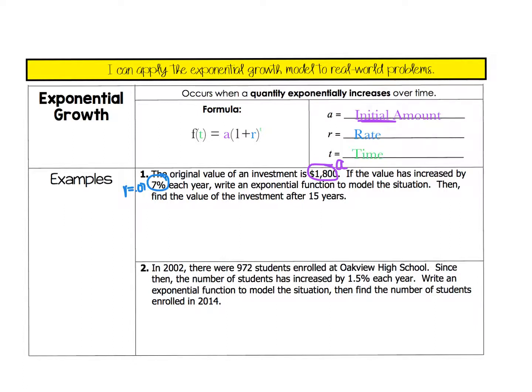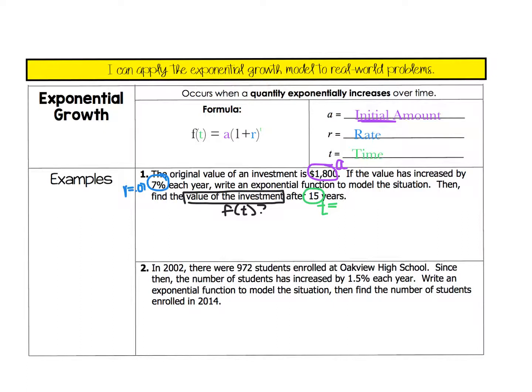Write an exponential function to model the situation and then find the value of the investment after 15 years. So 15 is going to be my time because we're talking about years. And we want to think about what we are solving for. Find the value of the investment. So that's going to be the output, or f of t, that we're looking for when time is 15.